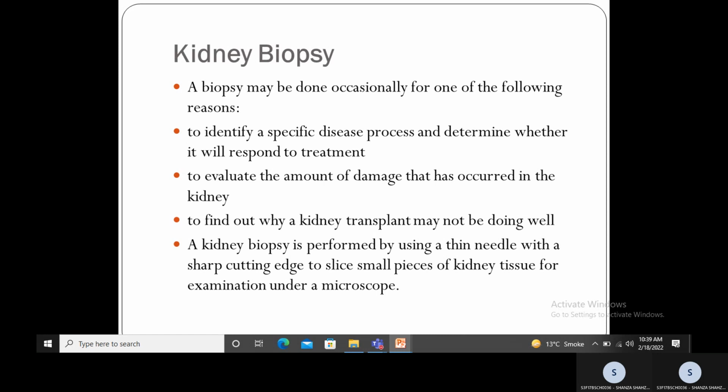Kidney biopsy is done occasionally for one of the following reasons. The first is to identify a specific disease process and determine whether it will respond to treatment, to evaluate the amount of damage that has occurred in the kidney, or to find out why a kidney transplant may not be doing well. A kidney biopsy is performed by using a thin needle with a sharp cutting edge to slice a small piece of kidney tissue for examination under a microscope. In this technique, the small tissue of kidney is cut and examined under the microscope.